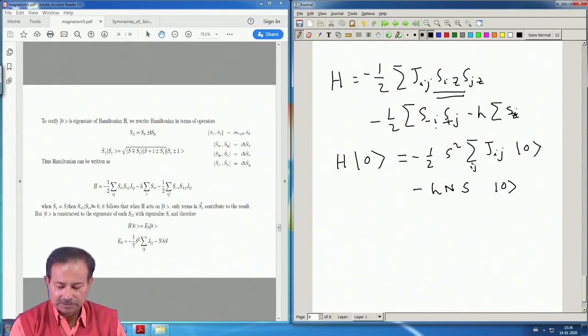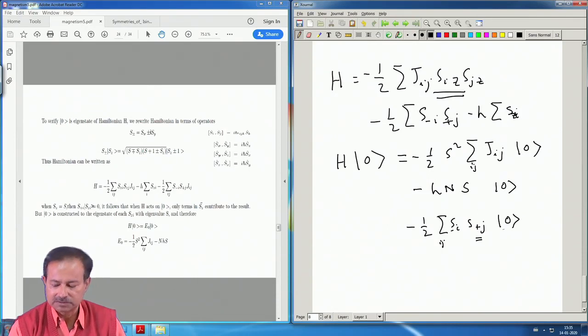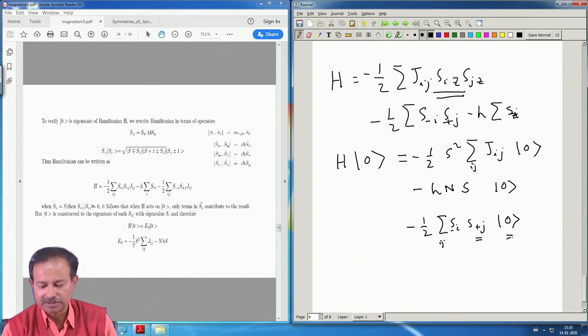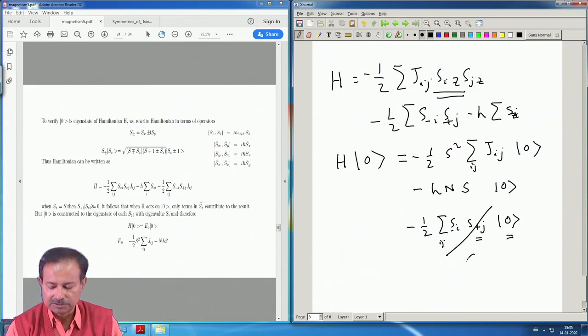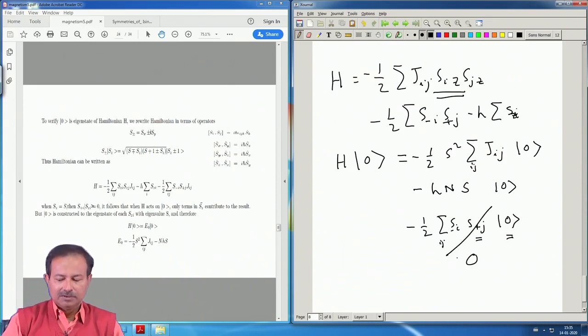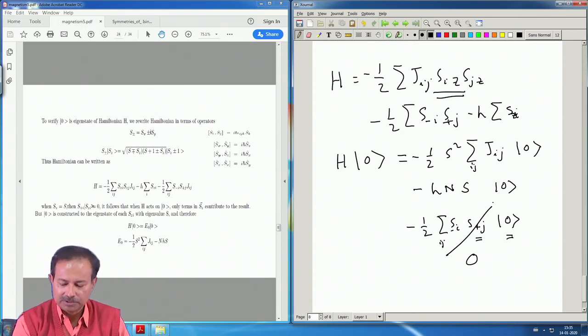Now, I have the other term, minus half this term, S_i minus S_j plus I_j, operating on |0>. This term will immediately make it 0 at every site. So this contribution is just 0. Life is so simple now because of the way I have rewritten the Hamiltonian. So now I can see that it is an eigenstate.